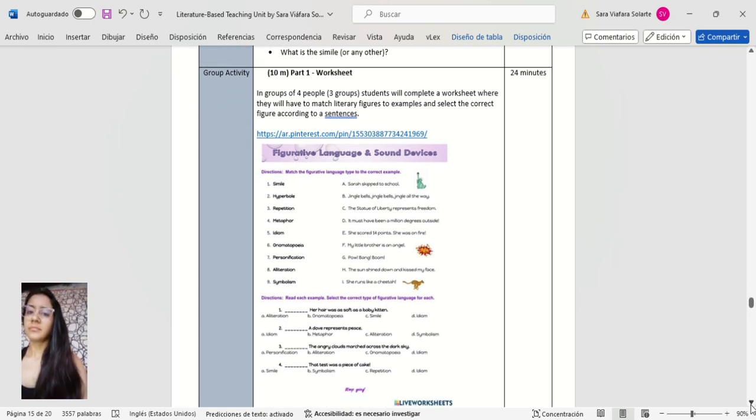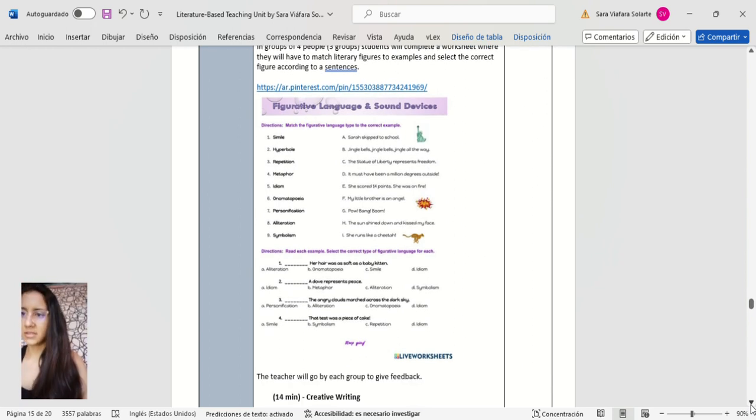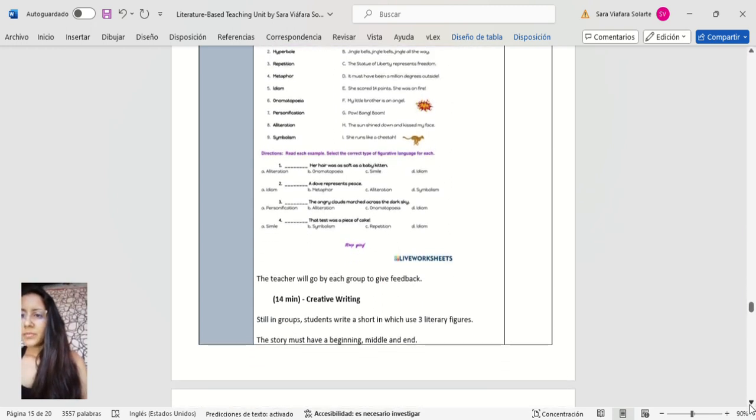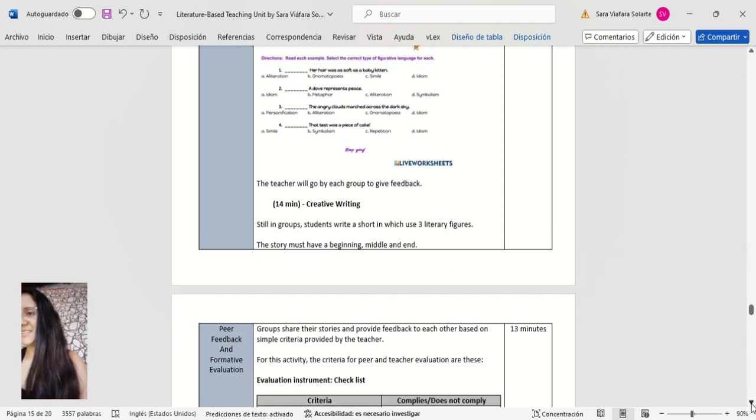Then there will be two activities. The first one is a worksheet in groups of 4 people. That will be 3 groups. Students will complete a worksheet where they will have to match literary figures to examples and select the correct figures according to a sentence. So they have to relate each one. The teacher is always giving feedback.